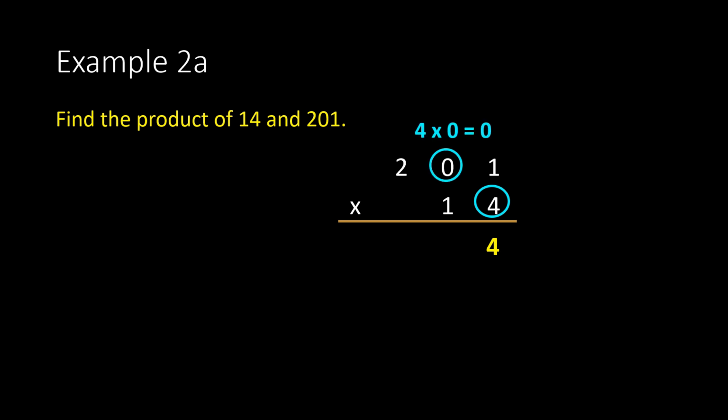4 multiplied by 0 equals 0. And we place the 0 here as shown. And then 4 multiplied by 2 equals 8. And we place the 8 here.